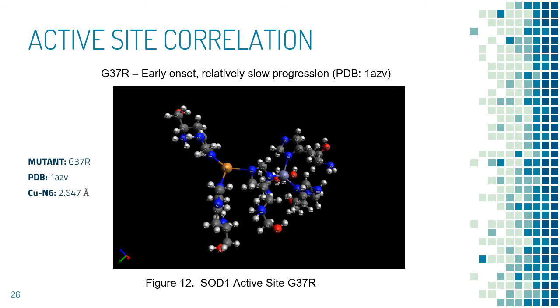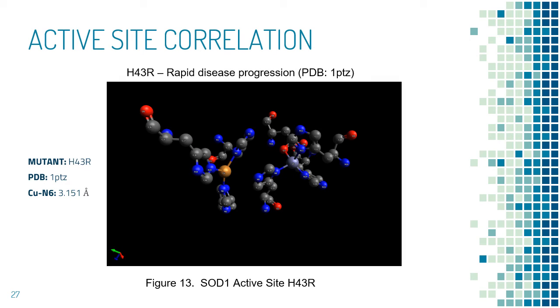Now, once we go to the early onset, relatively slow progression mutant, G37R, we see that this distance now between the copper and the nitrogen grows to 2.647 angstroms. Once again, starting from originally 2.2.